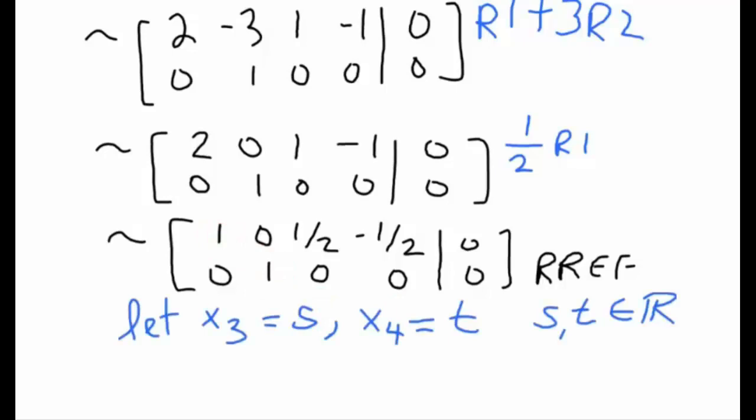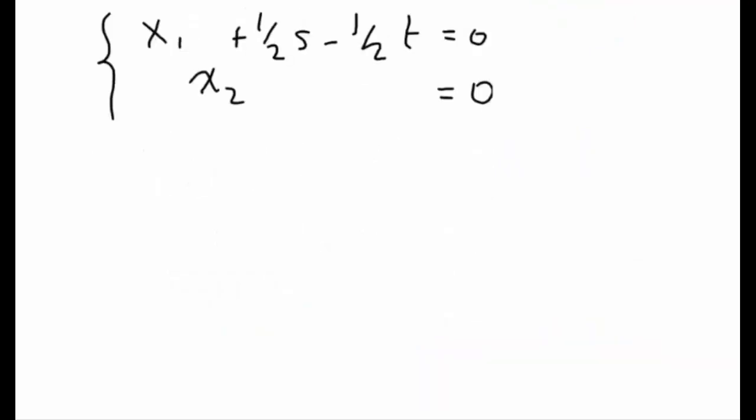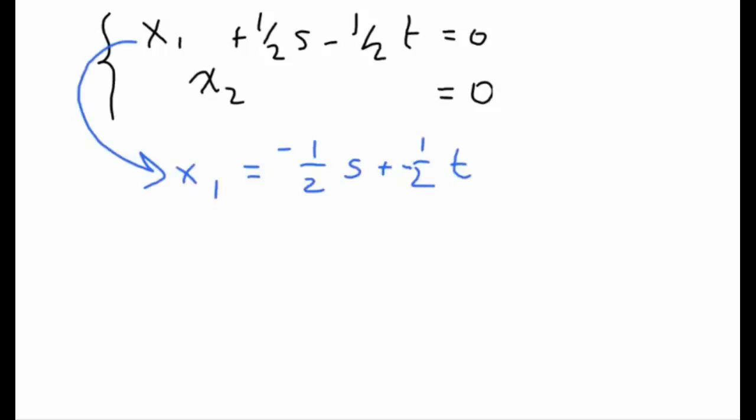We're going to start by setting up our parameters. Since there's no leading one in column 3 or column 4, we set x3 and x4 equal to s and t. These are our 2 parameters, and s and t are allowed to be any real value. So here's our corresponding linear system that we get when we sub in x3 equals s and x4 equals t. And what we have to do is just solve that first equation for x1, and we'll get that x1 is negative half s plus half t.